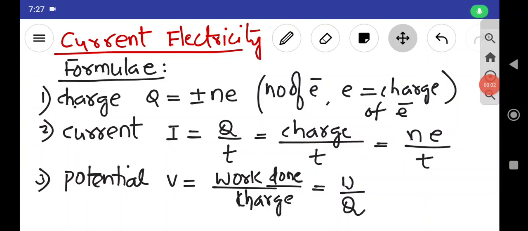Good evening students. In today's class we are going to discuss the numericals from current electricity. Before that I have mentioned the formula here. So charge Q, then current I is equal to Q by T, potential V is W by Q. We are going to apply these formulas in the numericals.